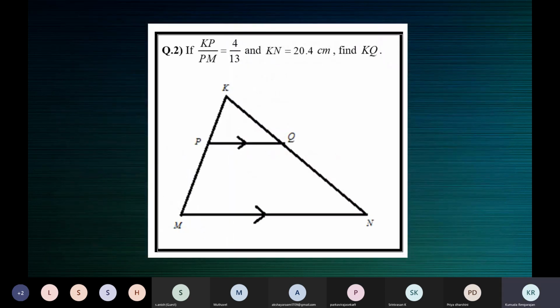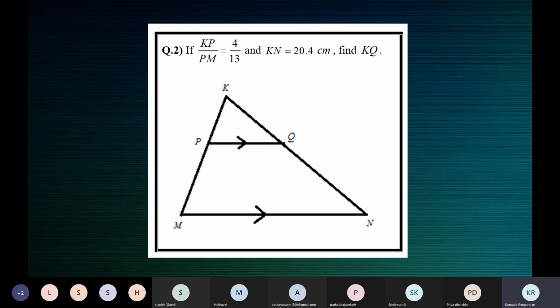What's the answer for the second one? What's the length of KQ? 4.8. Okay, was that Parkavi and Shreya? Yes, ma'am. Others? What's the length of KQ? 4.8.